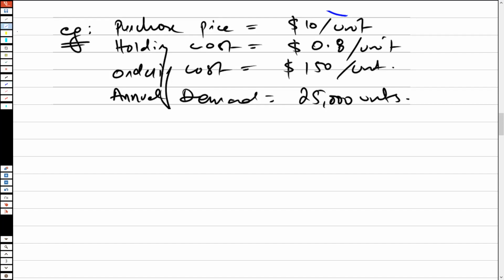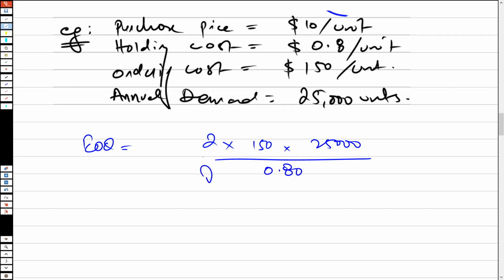You're going to say that EOQ, the economic order quantity, is the square root of 2 into CO, where CO is the cost of placing an order, which is 1.50, multiplied by the annual demand, which is 25,000, divided by CH, which is 0.80.